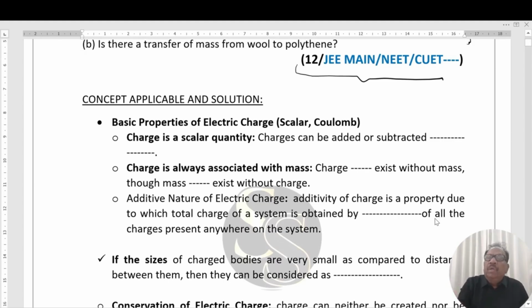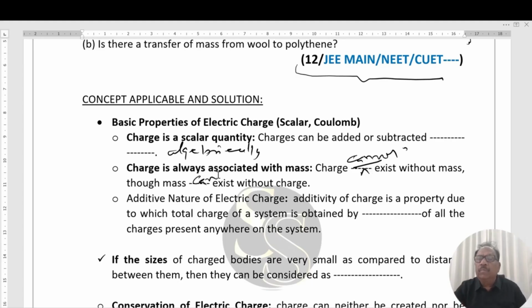Basic properties: charge is a scalar quantity. Charge can be added or subtracted algebraically, simple plus minus. Charge cannot exist without mass, though mass can exist without charge.